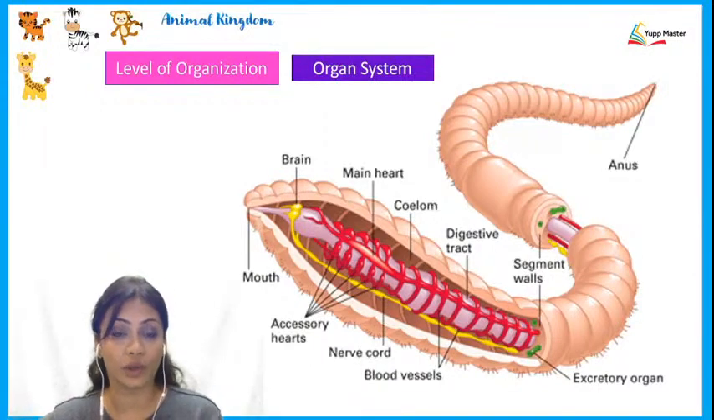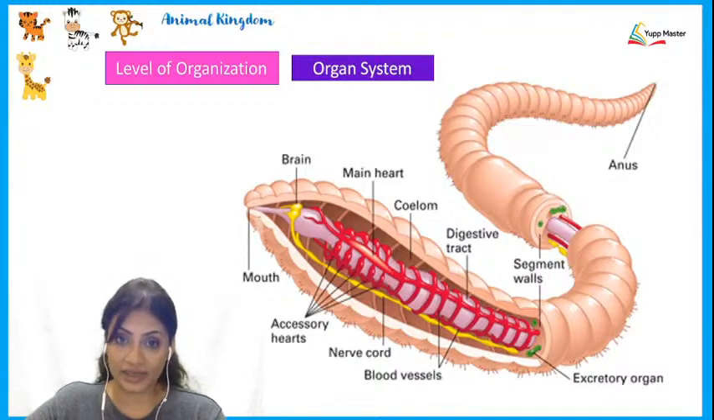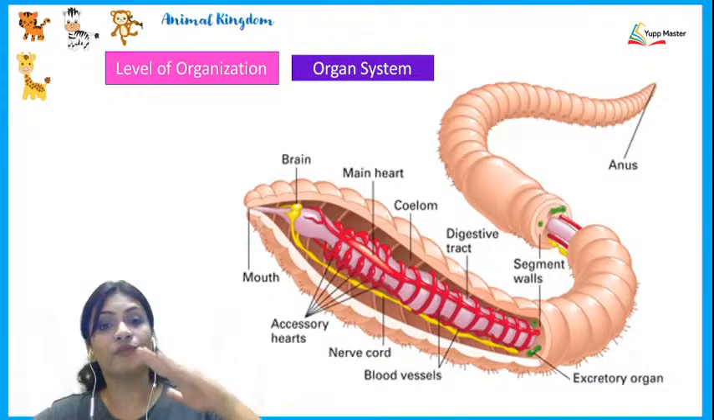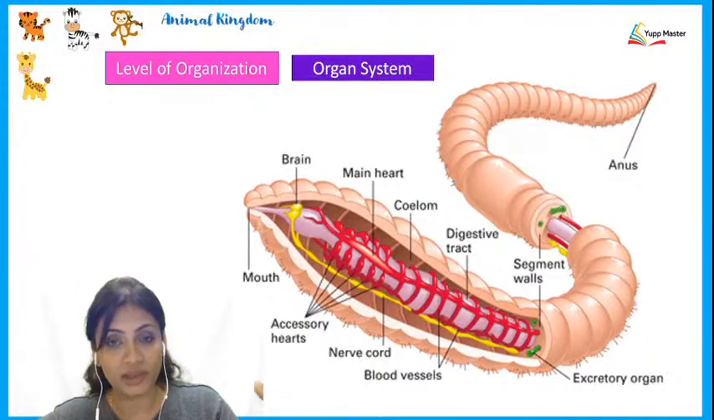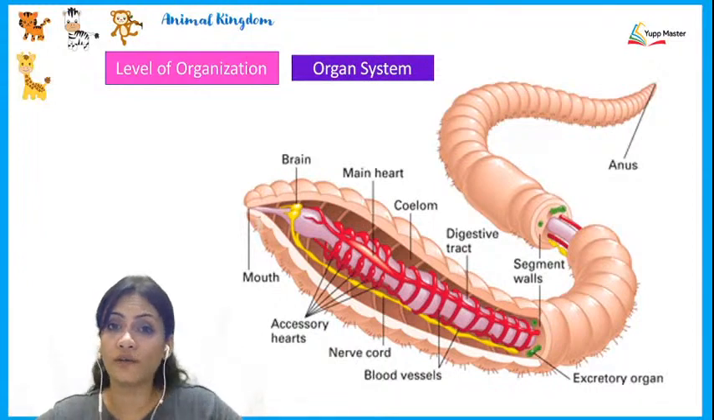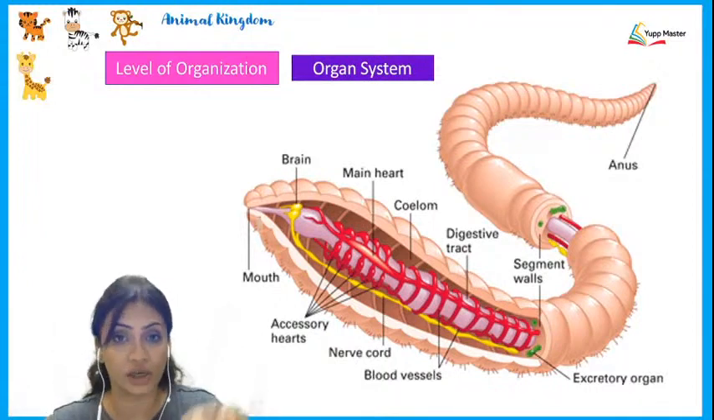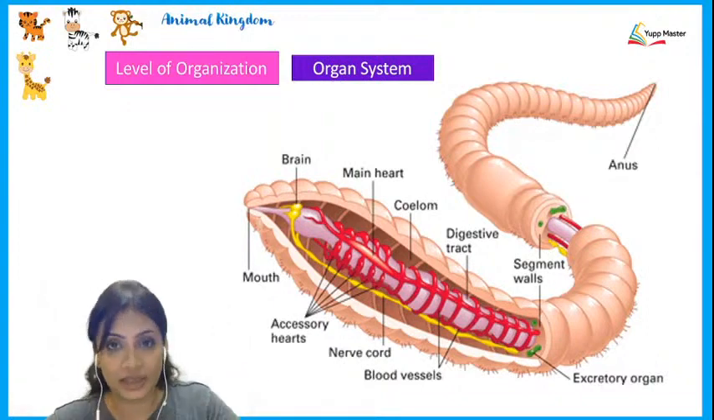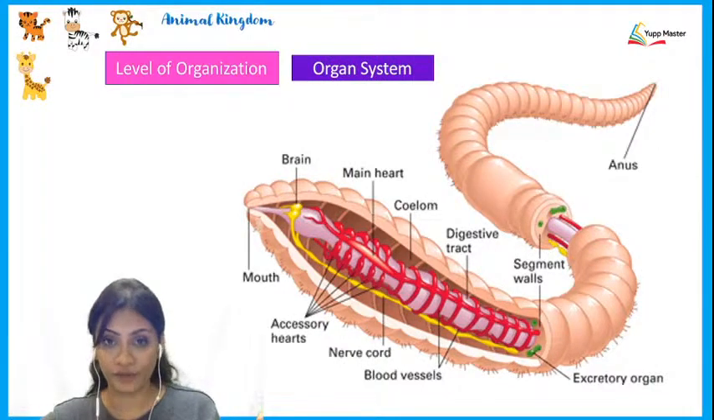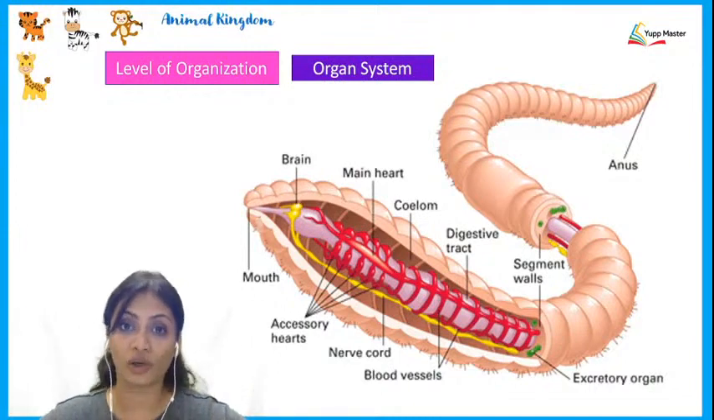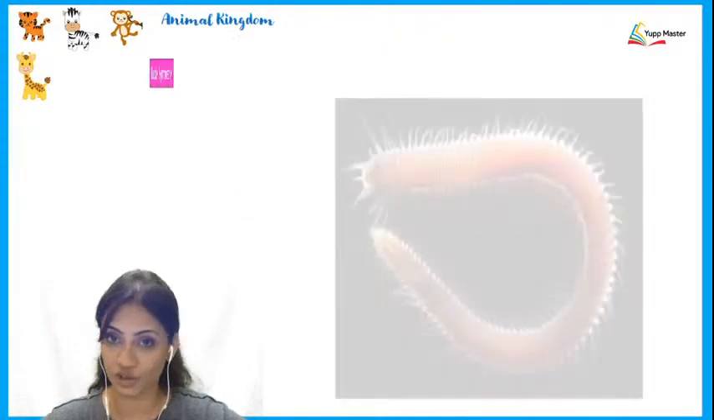Beginning with level of organization, you remember there were different levels of organization where the most primitive animals, those of the sponges and poriferans, belong to the cellular grade. When we come to the phylum Annelida, these are advanced animals as compared to the poriferans. So now these are animals which have advanced all the way up to the organ system level of organization.